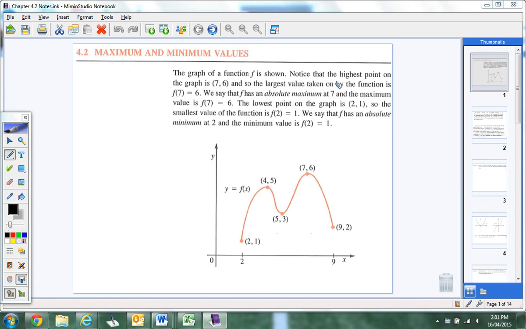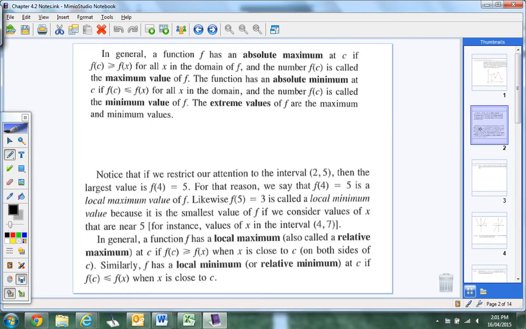Lesson 2, so 4.2, maximum values. Again, the highest point on this graph that's given to us is 7.6. We call that an absolute maximum. The lowest point in that graph is 2.1. We call that an absolute minimum. Okay, and then let's go to this.